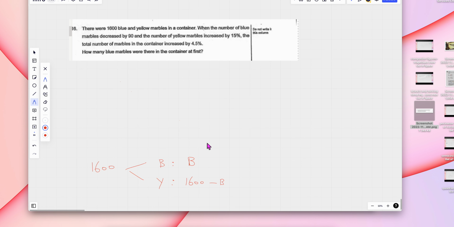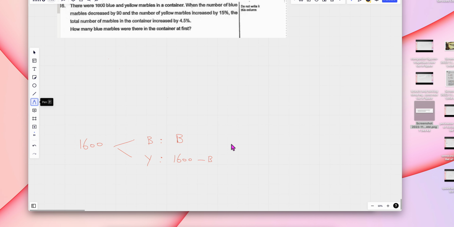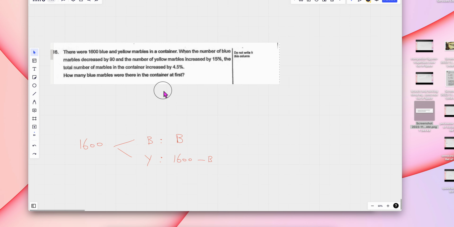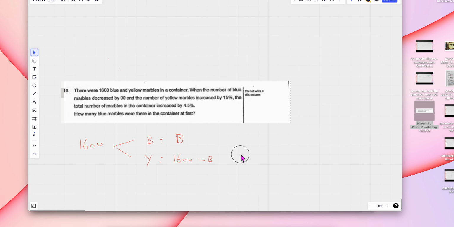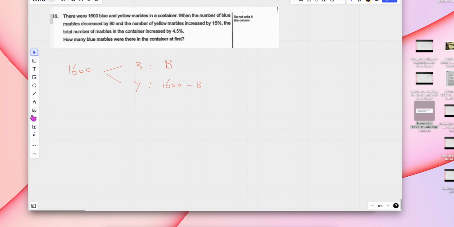Okay, good. Now, they say, let me move this down, so I can move this up and have more space. Okay, so next, when the number of the blue marbles decreased by 90, so the blue decreased by 90, right? So that means you can minus, right? So the B will be B minus 90, right? Does it make sense?